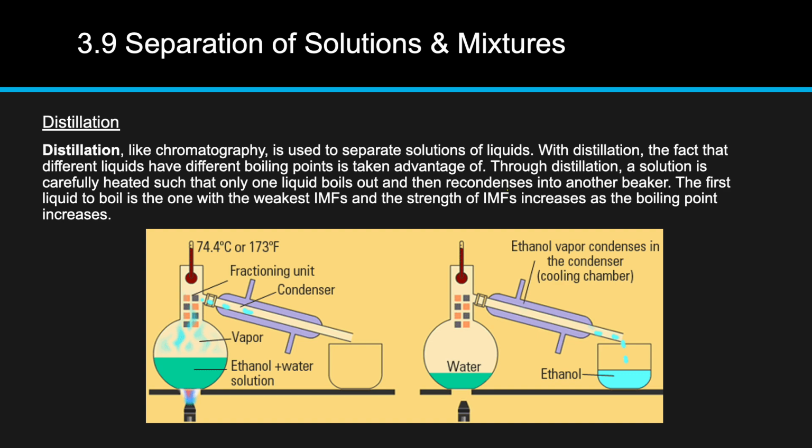Looking at this example on the bottom here, we have a solution of ethanol and water. Water molecules have very strong intermolecular forces with hydrogen bonding, so they boil at 100 degrees Celsius. Ethanol, on the other hand, has weak intermolecular forces and a lower boiling point around 74 degrees. So when we heat a mixture of ethanol and water, the ethanol is going to vaporize first, and that vapor is going to be collected, cooled, and condensed into a separate container as the distillate.